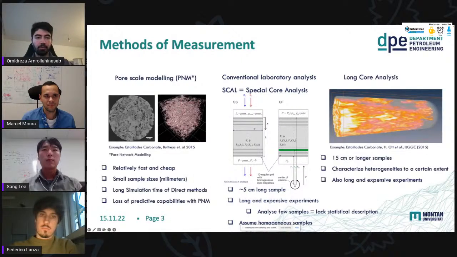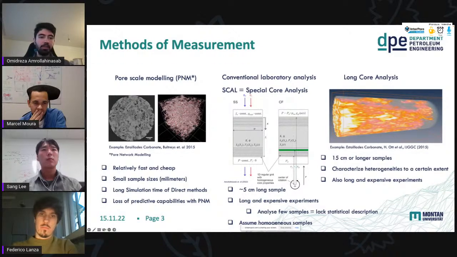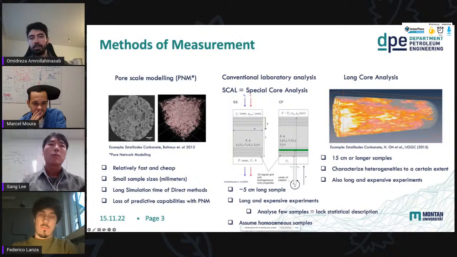So with the new methods of measurements, we have pore scale modeling, which uses a more fundamental set of formulas to calculate the relative permeability and capillary pressure. But here we are dealing with a very small sample, yeah? This can be relatively cheap and fast, but the problem is the information that you get from a small sample, which may not be applicable to a larger sample or the rock.